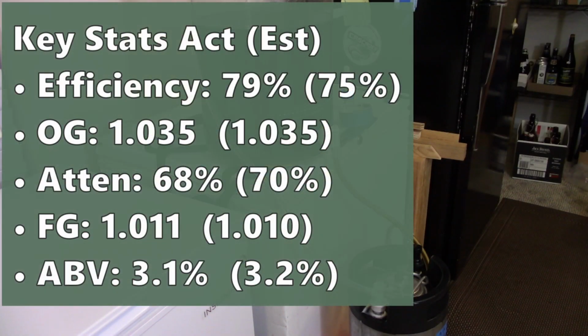Looking at the stats on this one, my efficiency came up a little high at 79%. Maybe my original gravity was on target at 1035, but I had more volume. The attenuation was pretty much on target, 78%, final gravity of 1011, so I finished with an ABV of 3.1%, which was just below my 3.2% target.